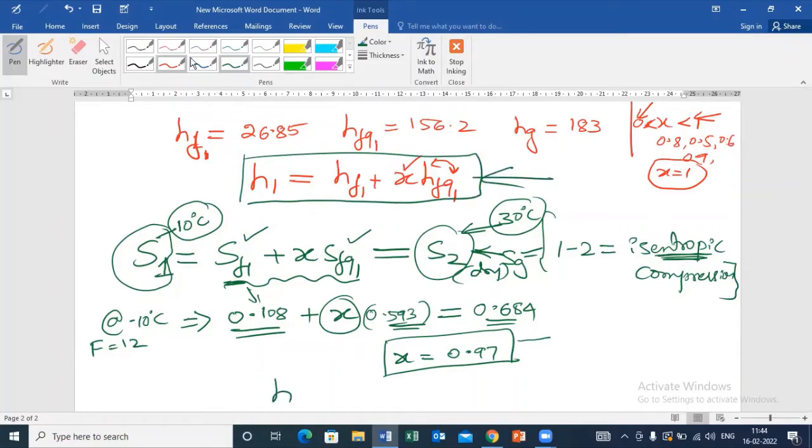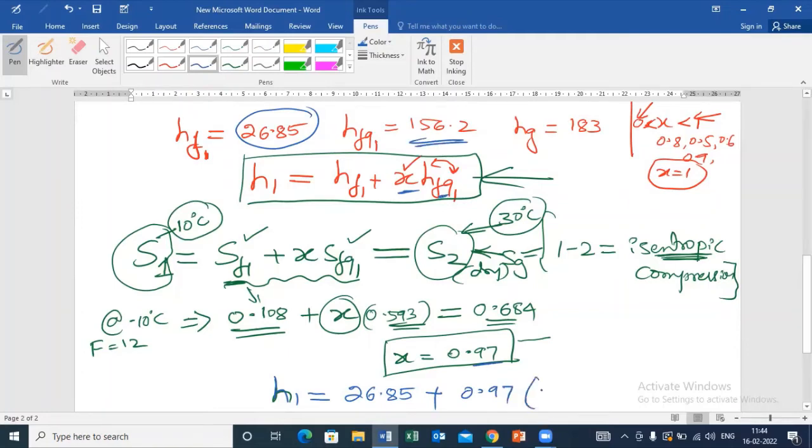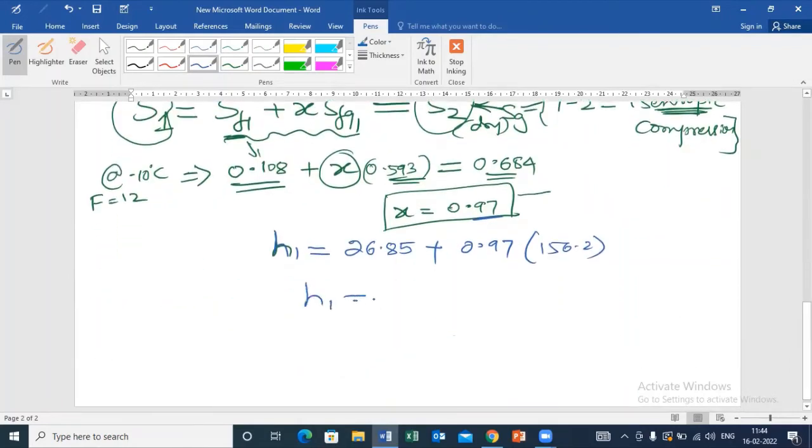So H1, let me take a different color. H1 is equal to HF1, which is 26.85, plus X you have calculated just now, 0.97, times HFG, which is 156.2. So now substitute in the calculator, and the H1 value you will get is approximately 178.36 kilojoule per kg. Okay.